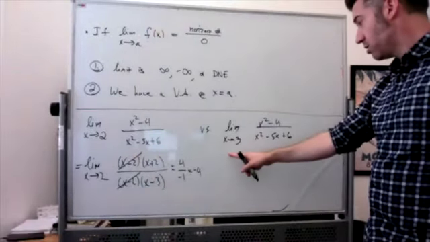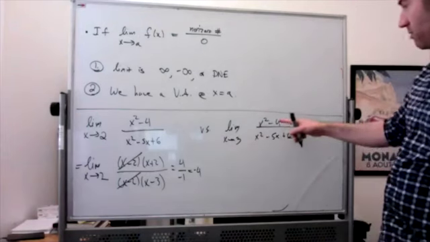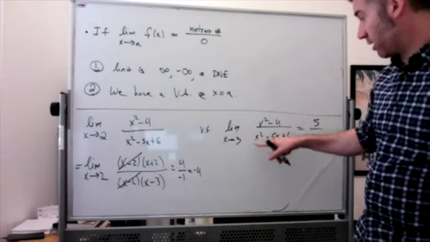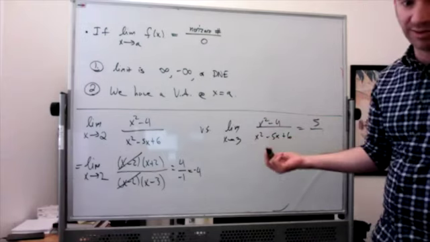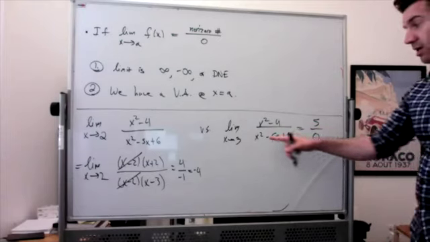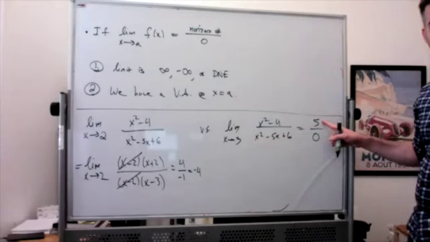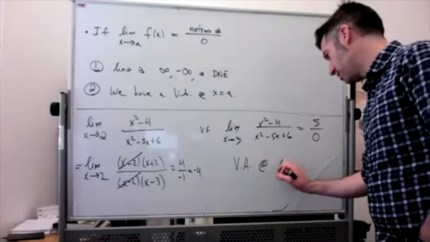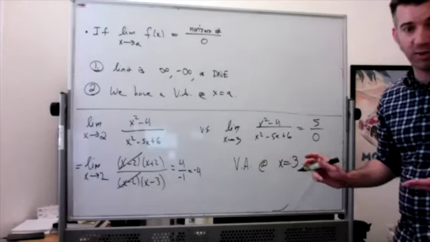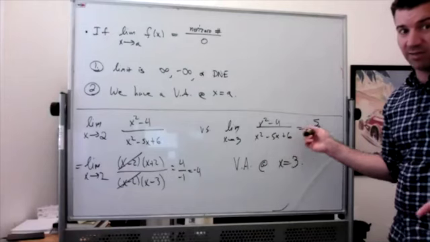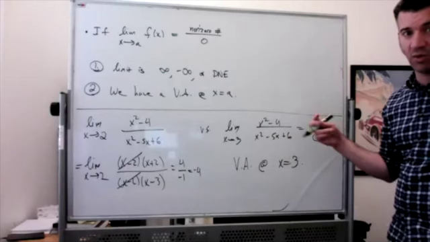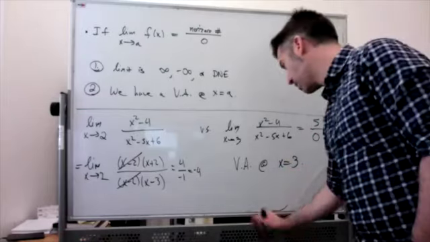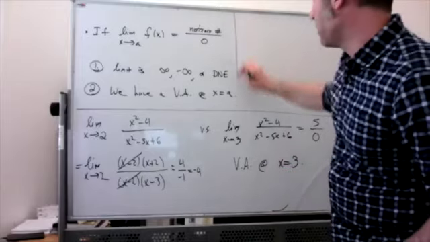Whereas over here, if I plug in 3, I get 9 minus 4, which is 5, over, if I plug in 3 in the bottom, 9 minus 15 plus 6, which is also 0. So here, since when I approach 3, I'm getting a non-zero number over 0, we automatically know we have a vertical asymptote at x equal to 3. Now, I should point out, I haven't finished finding the limit here, right? I don't know if the limit exists and is some sort of infinity or is different from the right and the left.